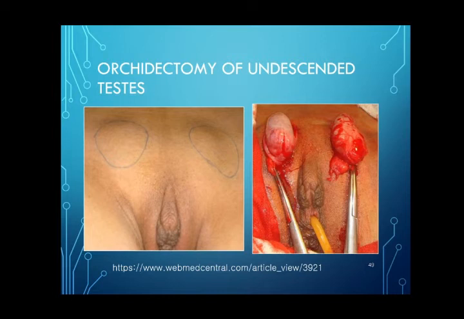Here is the orchidectomy, or removal of testes, which are undescended. For XY females, the testes are there inside of the body but not descended. They are trapped inside, unable to be used.